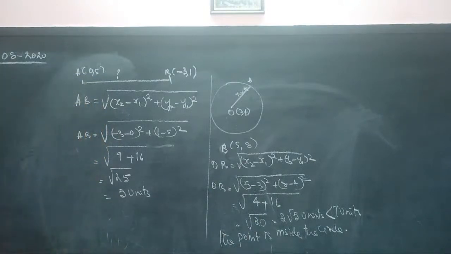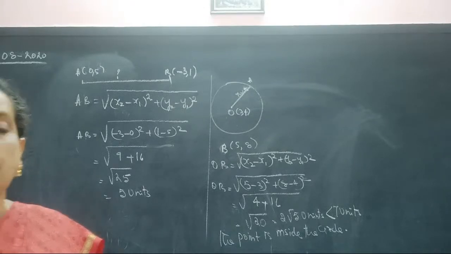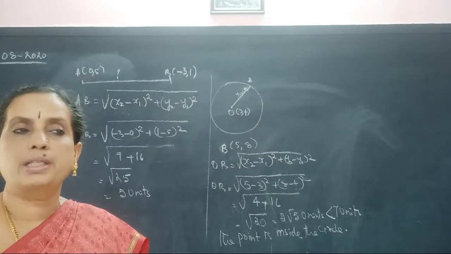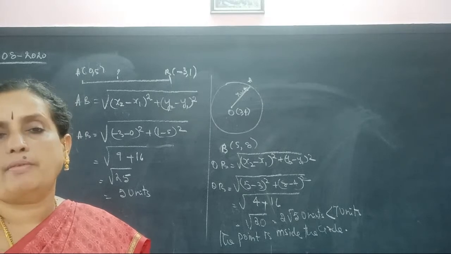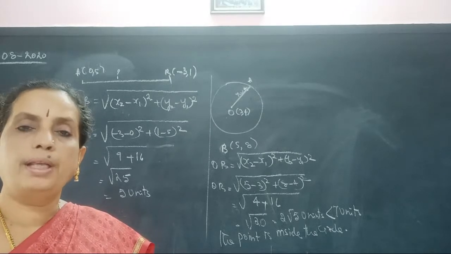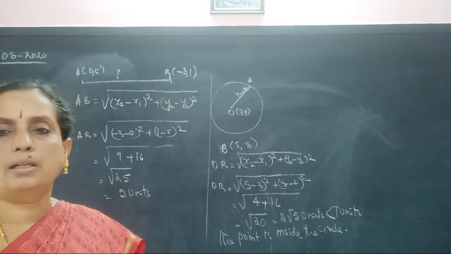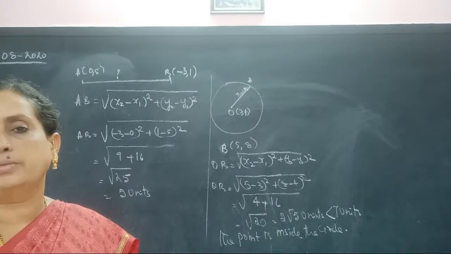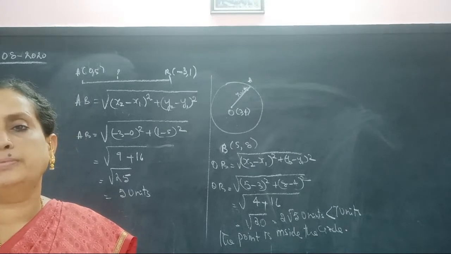Here we got 2 root 5. When I substitute root 5 as 2.3, you will get 4.6, which is less than 7 units. So the point is inside the circle, within the circle. Clear?